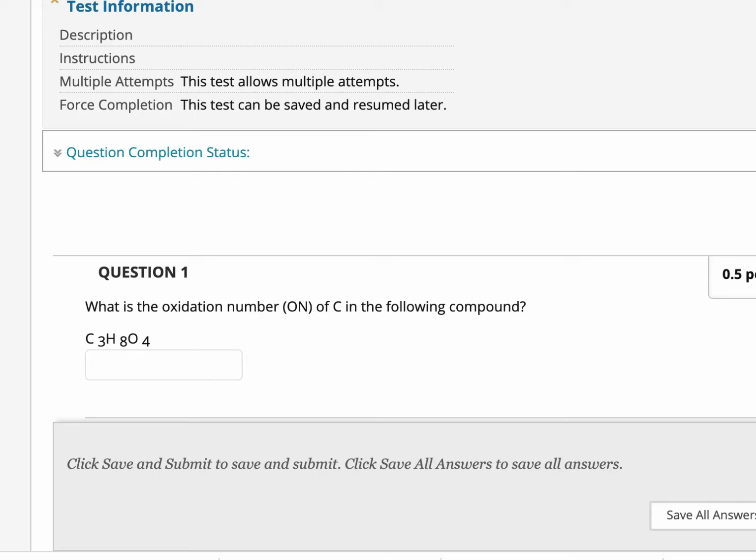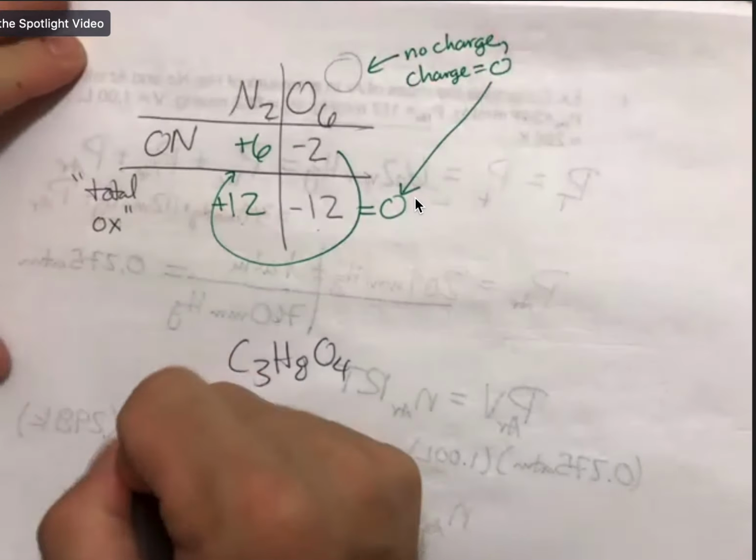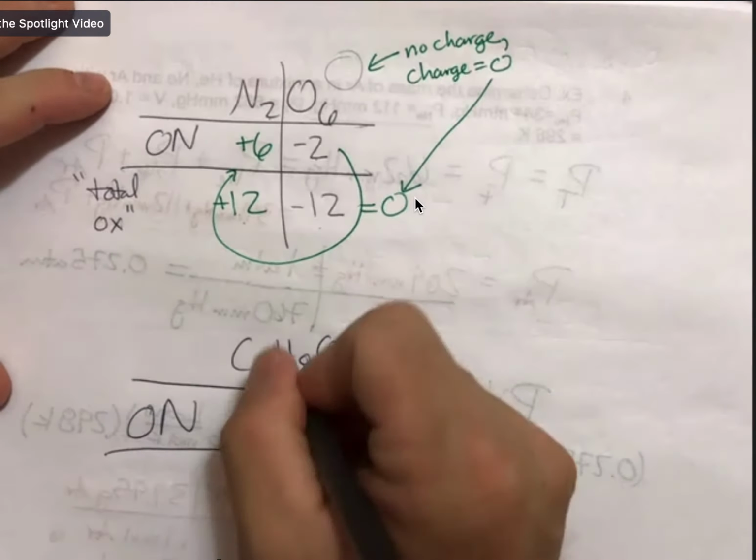What is the oxidation number of carbon in the following compounds? C3H8O4. Well, I can at least do the problem correctly, and then we can fix it.